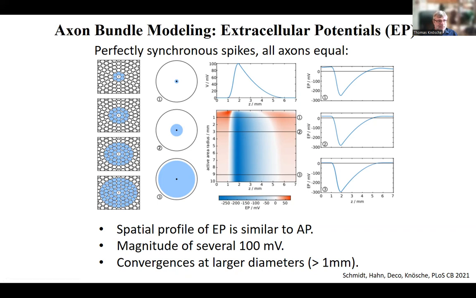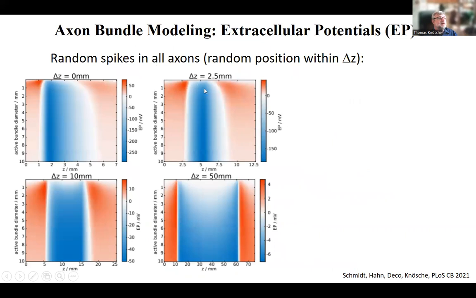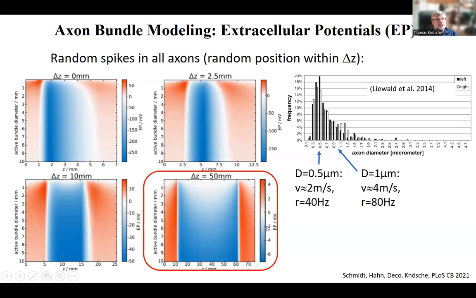This is unrealistic. And we can imagine if they are more distributed along the axon, the adding up will reduce. Here we have simulated several cases where there's one action potential per axon, but they are distributed over a stretch of 2.5, 10, or even 50 millimeters. And especially this 50 millimeter case seems to be quite realistic, because if we assume realistic diameters from such a distribution here and the associated velocities, this corresponds to firing rates of 40 or 80 hertz, which is something that would occur.